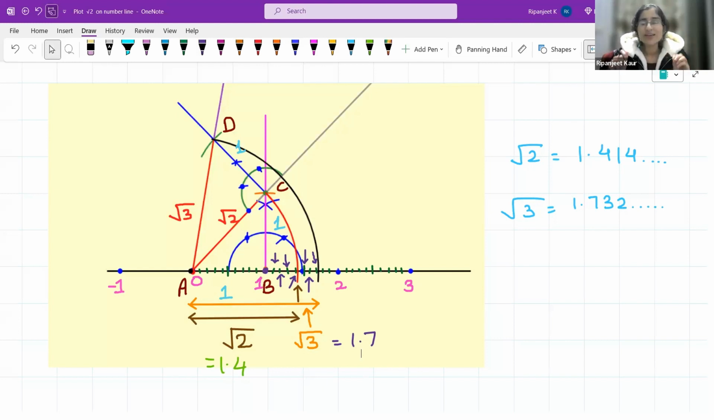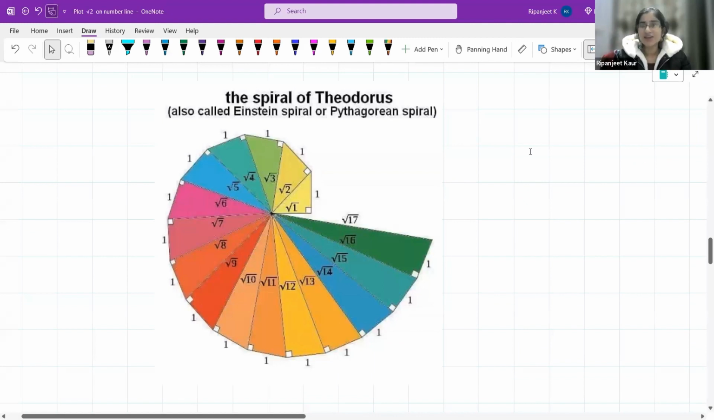Now I'm going to show you a very interesting thing. Look here. Amazing, right? What is all this? This is the spiral of Theodorus, also called Einstein's spiral or Pythagorean spiral. Can you guess why Pythagorean spiral? You guessed it right. Pythagoras theorem was used in it, right? So root 1, which is equal to 1, root 2, root 3, root 4. Do you think you can draw this Pythagorean spiral? Make sure you try it and let me know.